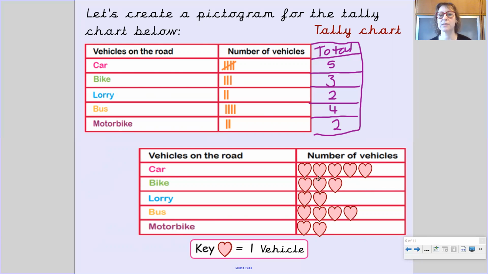So I could say to you, which one has the most? And again, you'd be able to see just by looking that cars goes out furthest. Which one has the fewest? Now that's more of a tricky one because I can see that both lorries and motorbikes have the same amount. And we looked at how many more cars than bikes we've had.